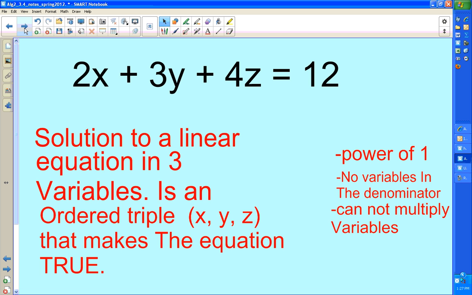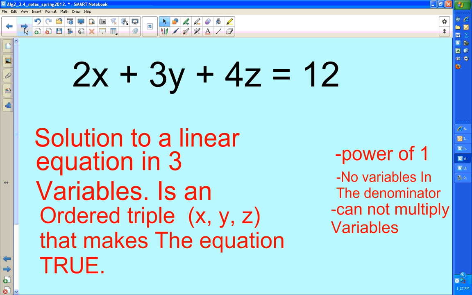This is an example, real simple one. 2x plus 3y plus 4z equals 12. There's an infinite number of solutions to that equation. When you were going to graph it, you would actually get a plane. It's not really that important. Any solution to this equation is called an ordered triple x, y, z.